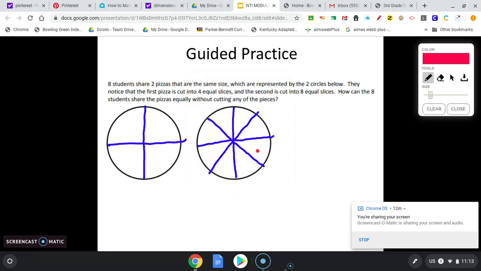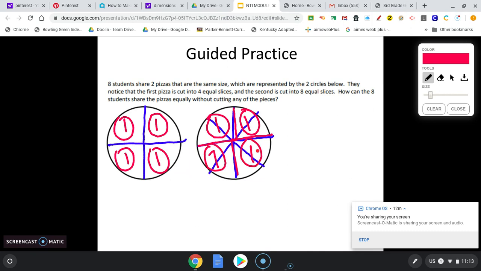We have 8 students. So one student could eat a piece, one student could eat that piece, one student can eat that piece, and one student can eat that piece. Do they all have the same size? Yes. So now let's look here. Could one student eat both of those pieces, and one student eat both of those pieces, and one student eat both of those pieces, and one student eat both of those pieces? Yes, and they are all the same size.